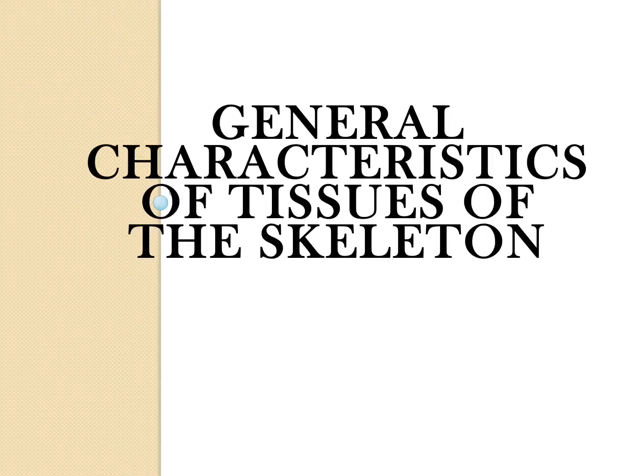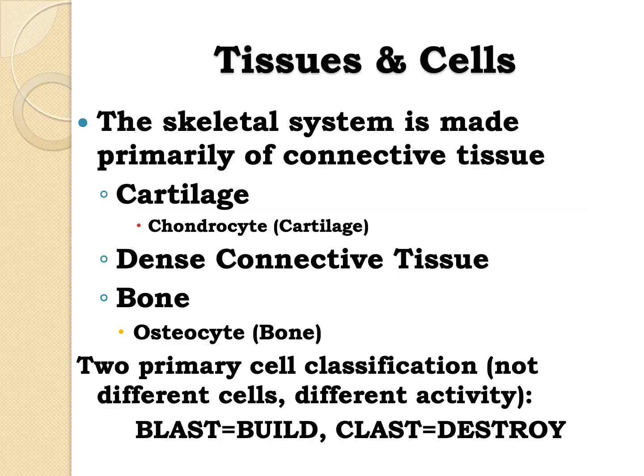So let's talk a little bit about the general characteristics that we'll see within the tissues of the skeleton, and then we'll take a look specifically at bones and the tissue that make up bone. So when we look at the tissues and the cells that we'll see here, we'll see cartilage, we'll see dense regular connective tissue, we'll see some non-dense regular connective tissue, we will see bone connective tissue.